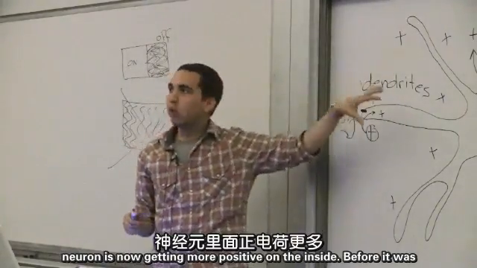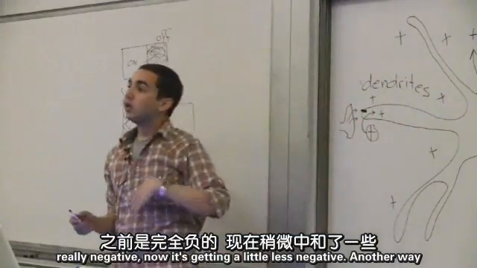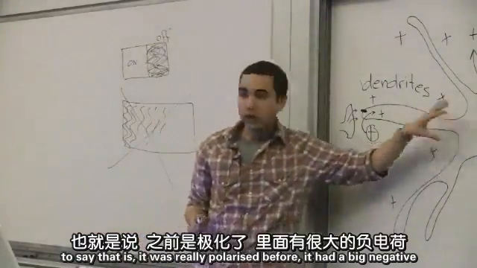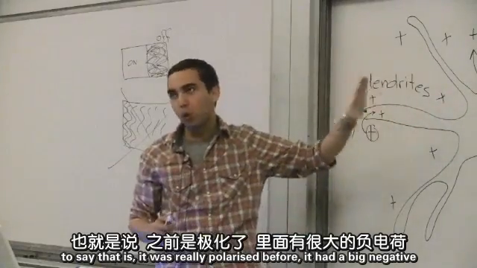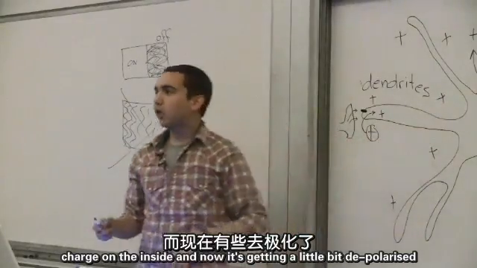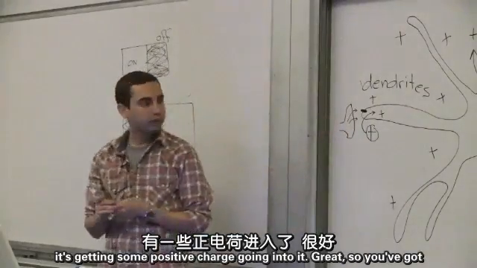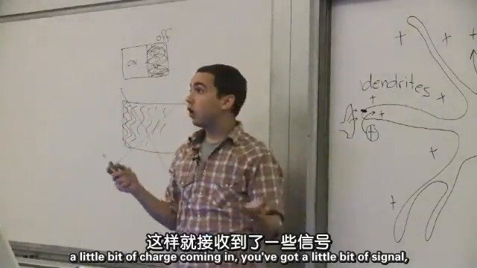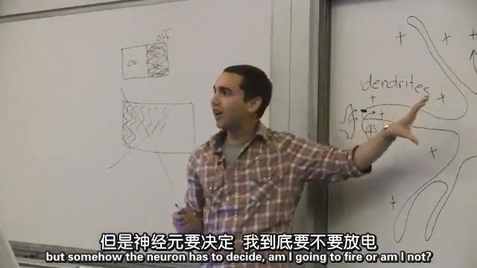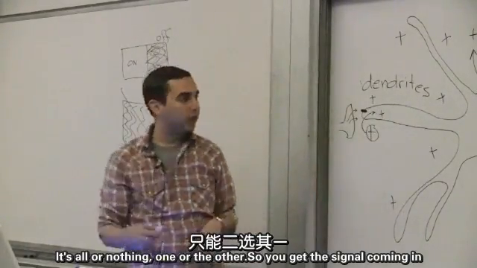The neuron is now getting more positive on the inside. Before it was really negative, now it's getting a little less negative. Another way to say that is it was really polarized before. It had a big negative charge on the inside, and now it's getting a little bit depolarized. It's getting some positive charge going into it. Great, so you've got a little bit of charge coming in, you've got a little bit of signal, but somehow the neuron has to decide, am I going to fire or am I not? It's all or nothing, one or the other.